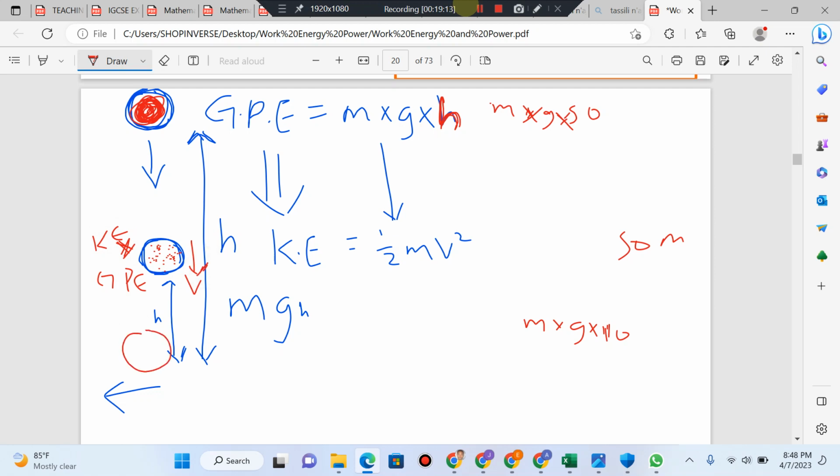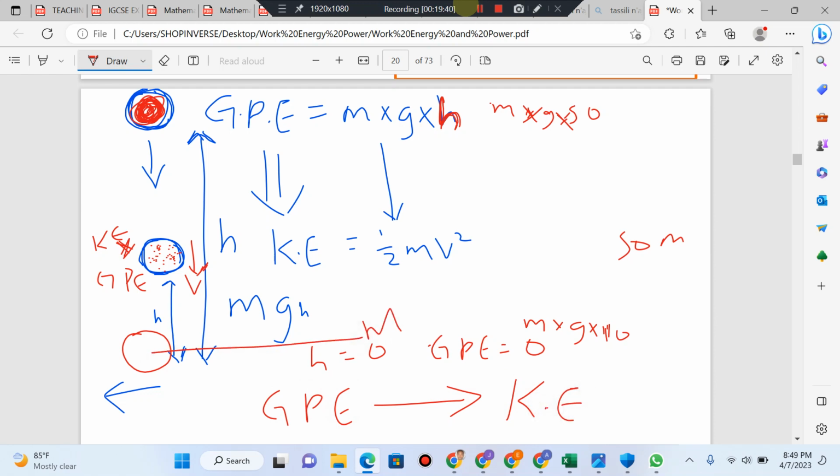Okay? But when it is about to land, when it eventually reaches ground level, it is no longer at any height above the ground. At ground level, the height is equal to 0. That means the gravitational potential energy at ground level is equal to 0. Hence, all its gravitational potential energy has eventually been converted into its kinetic energy. So at ground level, it has its maximum velocity. The velocity will be highest.